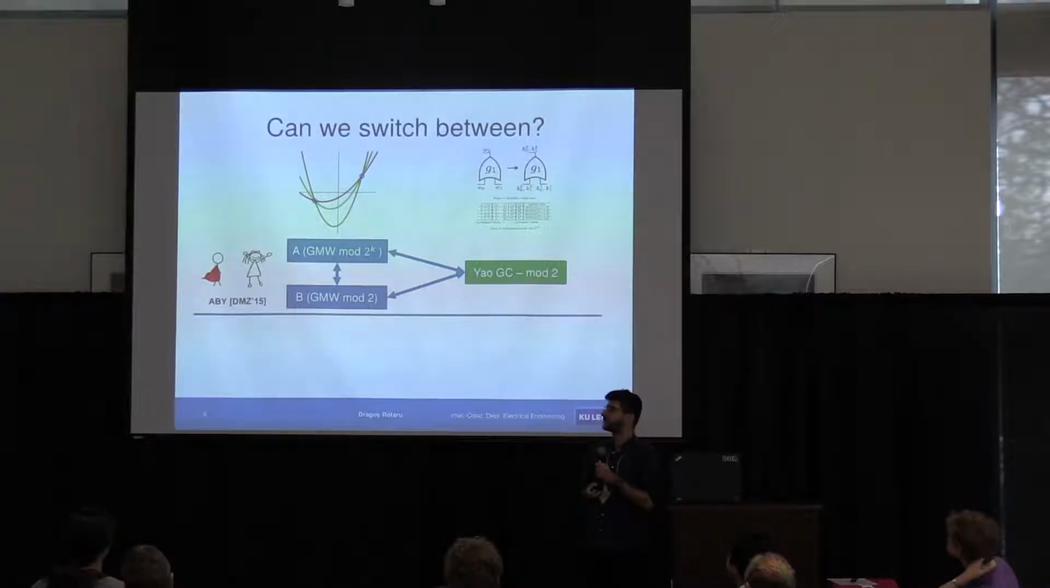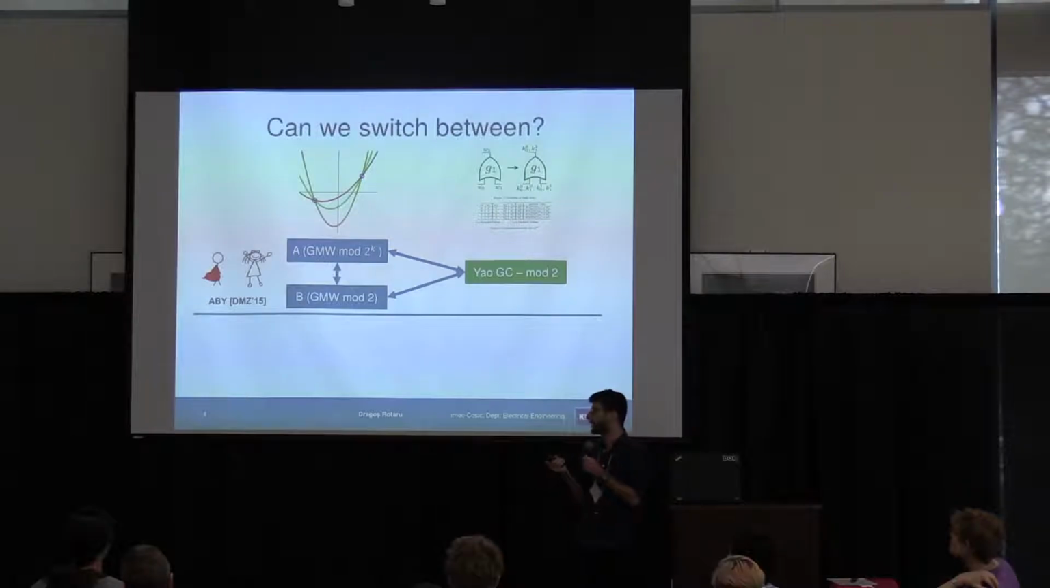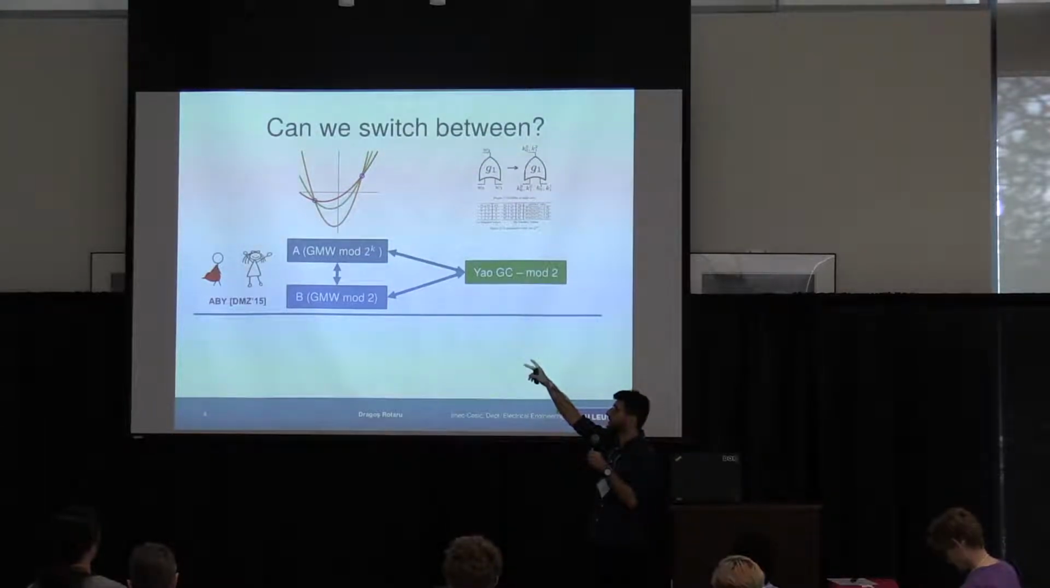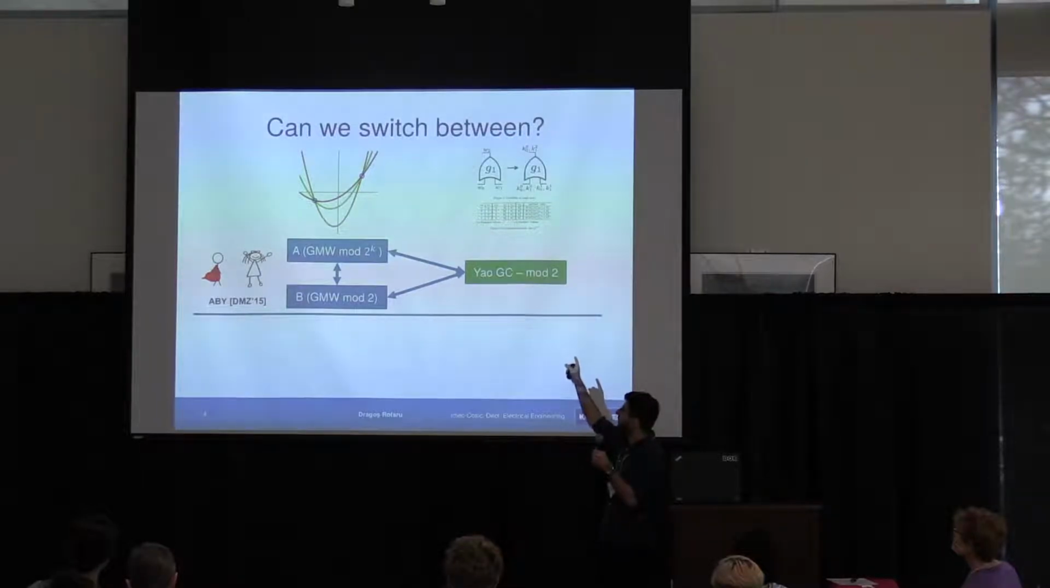There's ABY, which is done by Demmler, Schneider, and Zohner. It's done in the semi-honest setting with two parties. So we have two parties, and they want to switch from secret sharing to garbled circuits. They have basically two protocols in the secret sharing paradigm: GMW, which works modulo 2 to the k, and GMW, which works modulo 2. And they can switch between the secret sharing one and the garbled one, which is Yao. So they can do this fairly efficiently in the semi-honest setting.